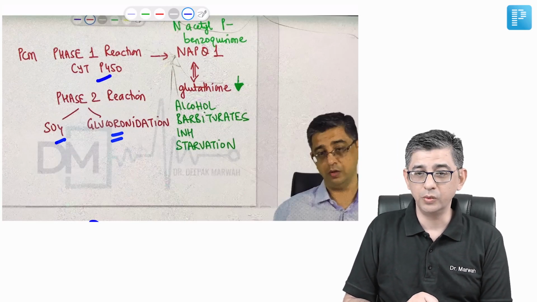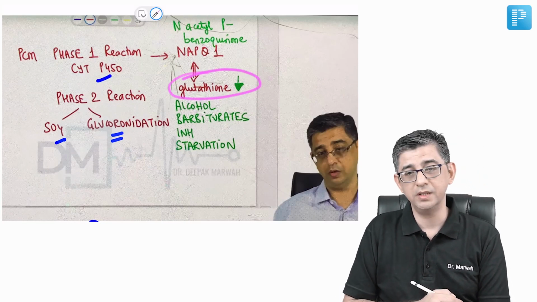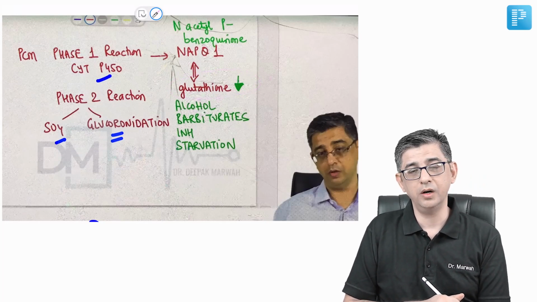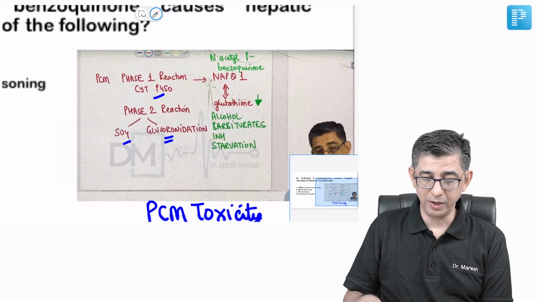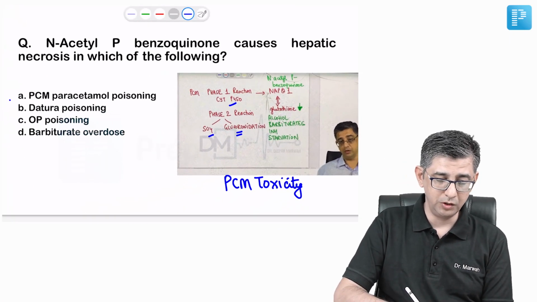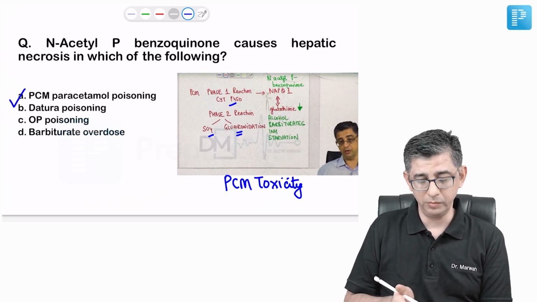It is N-acetyl benzoquinone, and what it causes is a glutathione depletion, and if glutathione is less, the protective system is less, then the hepatocytes would undergo necrosis. So paracetamol toxicity phase 1 is the troublesome part, and the answer to this question is option A. Thankfully they did not ask whether it is a phase 1 reaction or phase 2, but I'm sure you are aware of this from pharmacology.